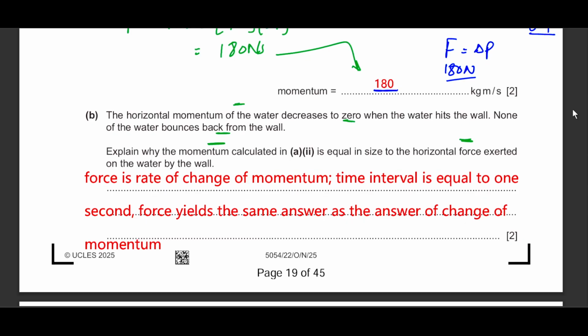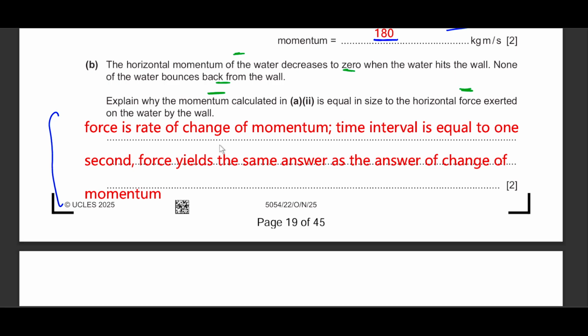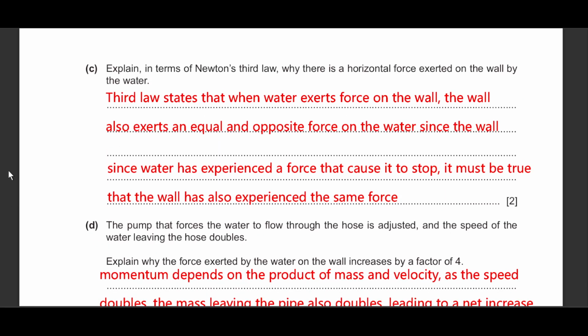So this mathematics is being described over here. Force is the rate of change in momentum, and since the time interval is equal to 1 second, calculating force yields the same answer as the change in momentum. It's precisely because of the mathematics involved, because t equals 1.